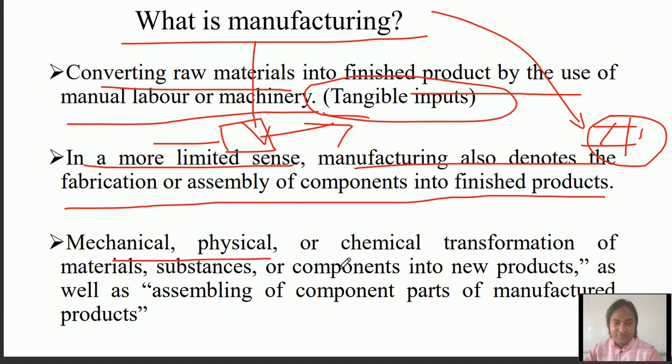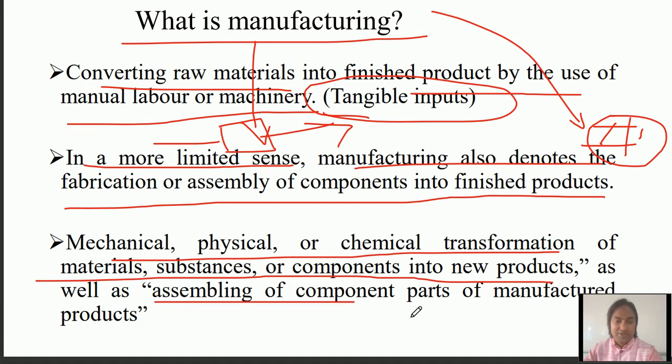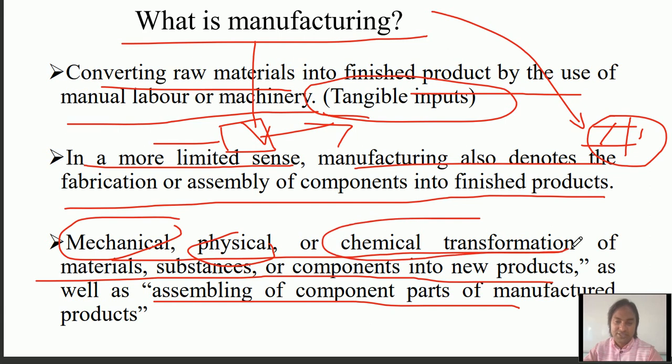Then mechanical, physical or chemical transformation of material substance or components into new products as well as assembly of the component parts of manufactured products is called manufacturing. It means mechanical, physical or chemical transformation is required in manufacturing.